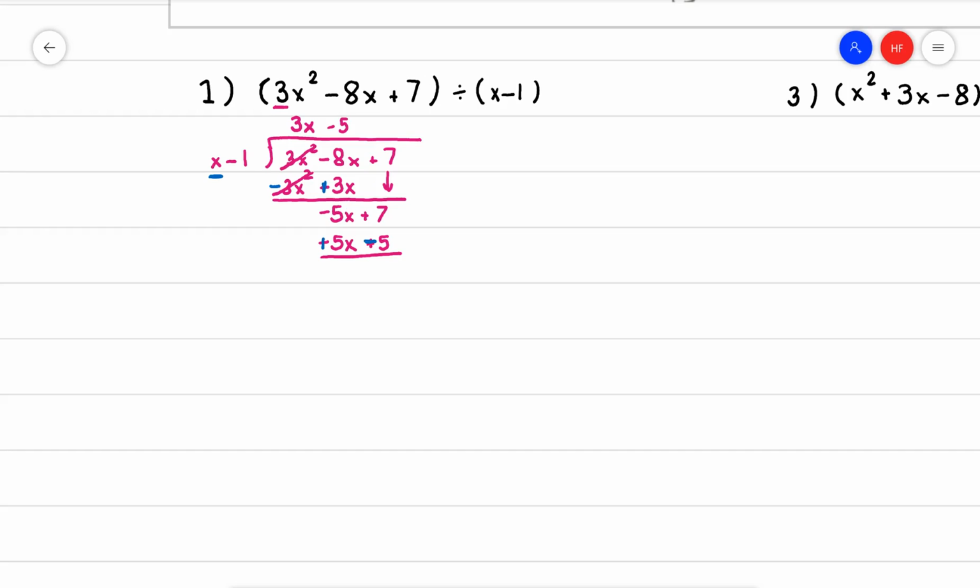Negative 5x plus 5x will cancel. 7 minus 5 becomes 2. And then there's nothing left for me to drop, so this is my remainder. So we would say our answer is 3x minus 5 with a remainder of positive 2.